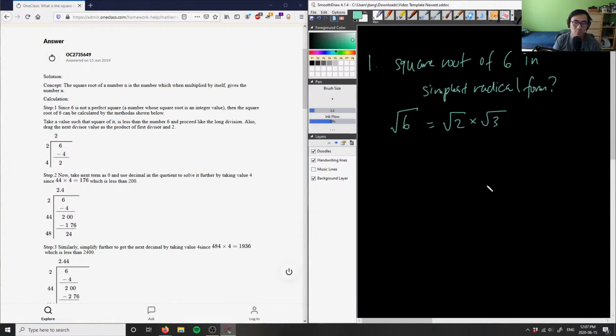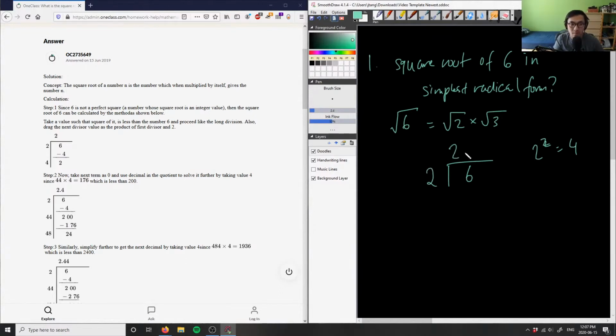And what we want to do is find an approximate value for the square root of 6. It's going to end up being a decimal because root 6 is not a perfect square. So we're going to use a long division kind of method here. We put 6 as the dividend, and we want to find the number whose square is closest to 6. In this case, it would be 2, right? Because 2 squared is 4, and 3 squared is 9, but we can't go over 6 here. So we're going to put 2 and 2 here.